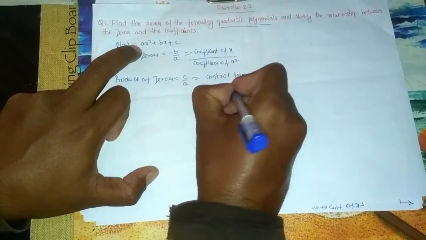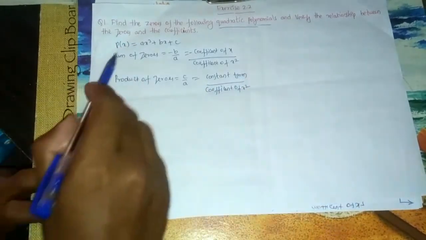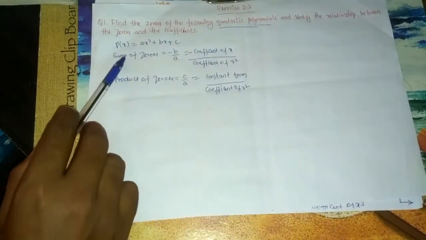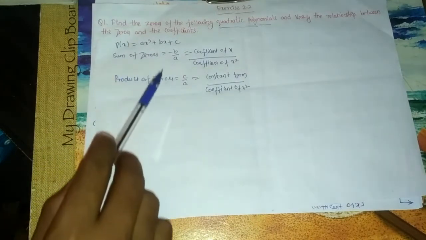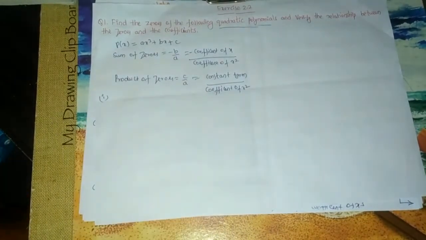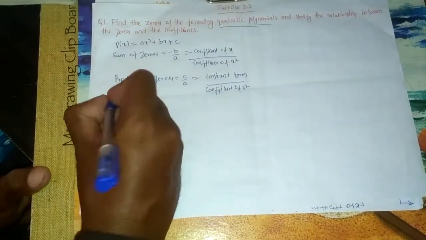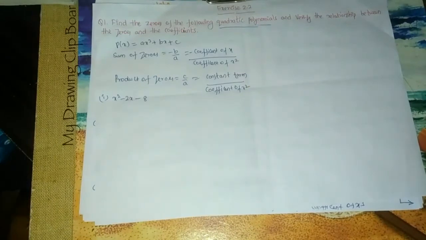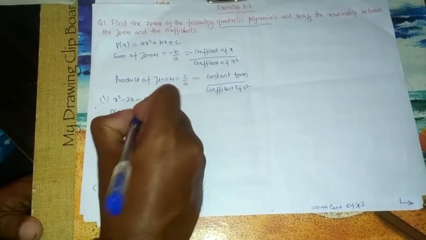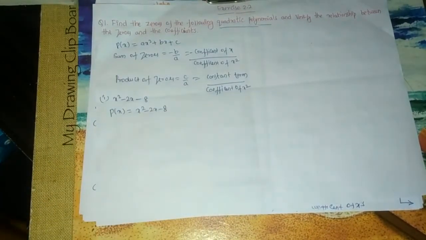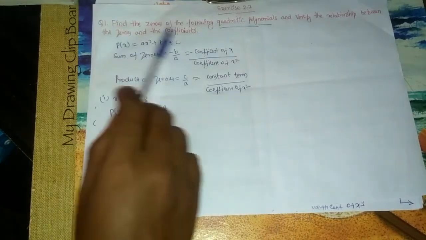Okay, so we need to solve the numericals. We need to find the zeros. Then we need to verify, in the sense, we need to find the sum of zeros and product of zeros. Okay, so question number 1, first one, x square minus 2x minus 8. So p of x is given as x square minus 2x minus 8. We need to find the zeros of this quadratic polynomial first. Then we need to verify the relationship between zeros and coefficients.